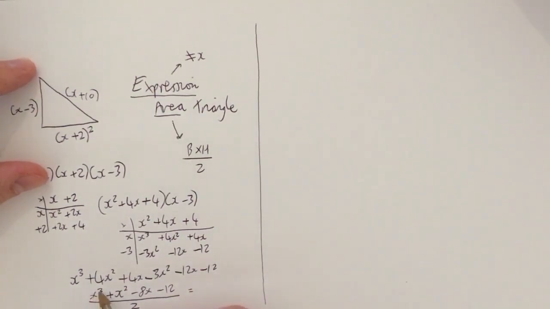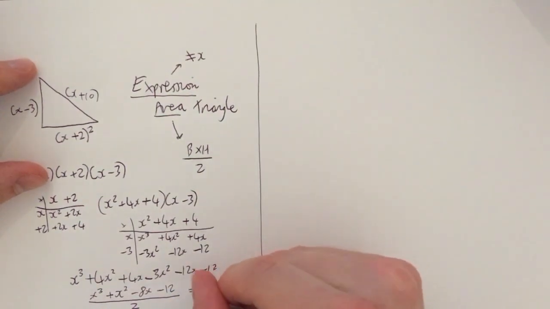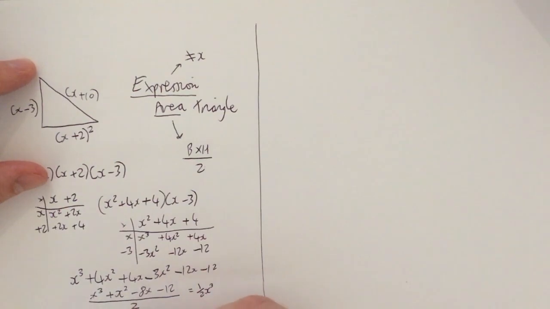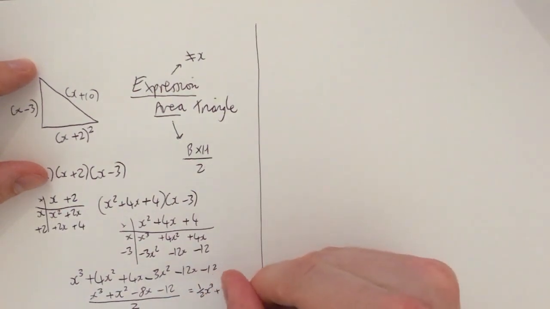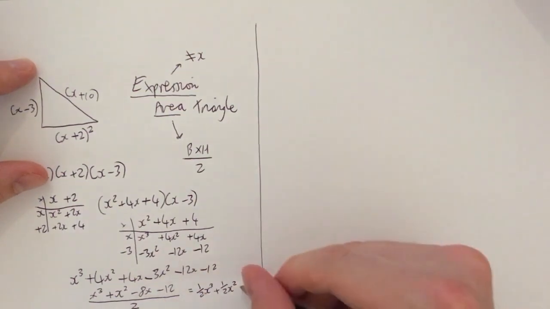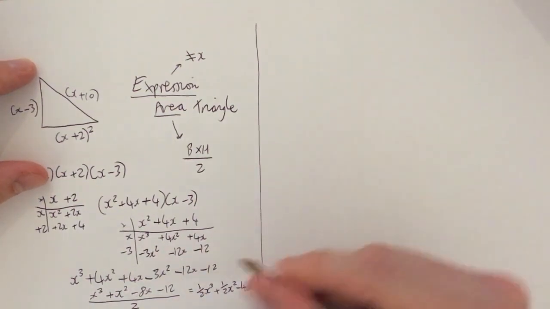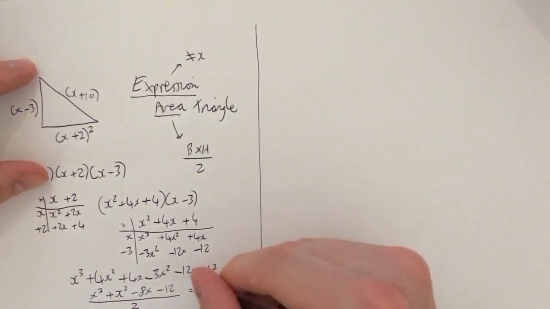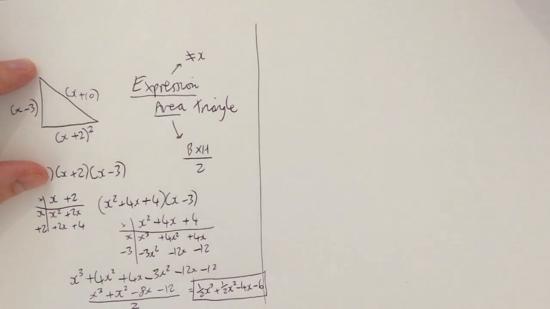I want x cubed divided by 2. That is a half x cubed. X squared divided by 2 is a half x squared. Negative 8x divided by 2 is minus 4x. And then negative 12 divided by 2 is negative 6. That is my final answer. Okay? Base times height divided by 2, and we're good to go.